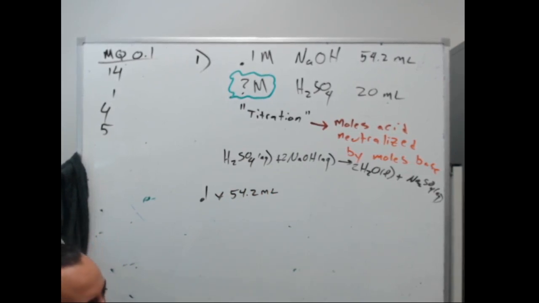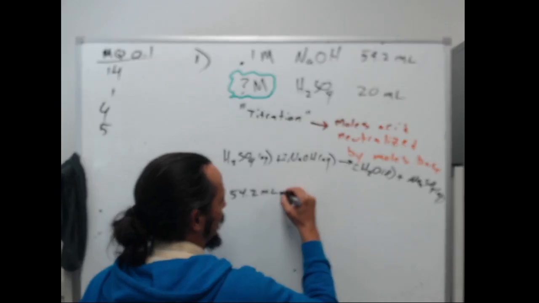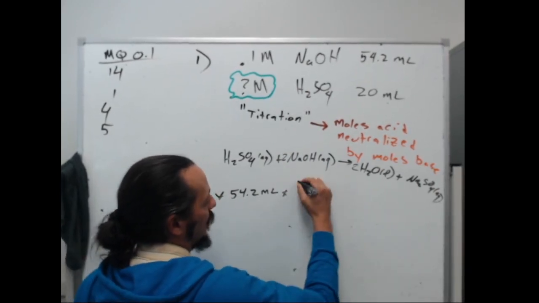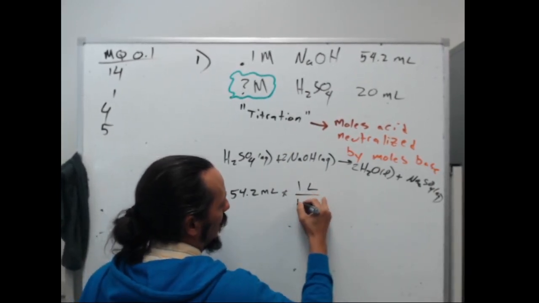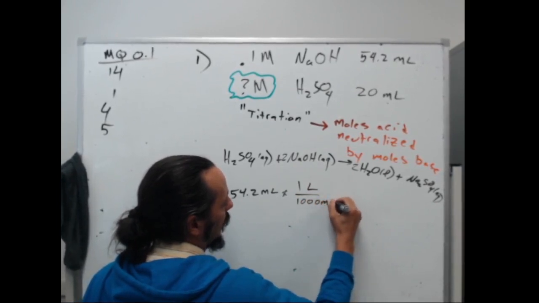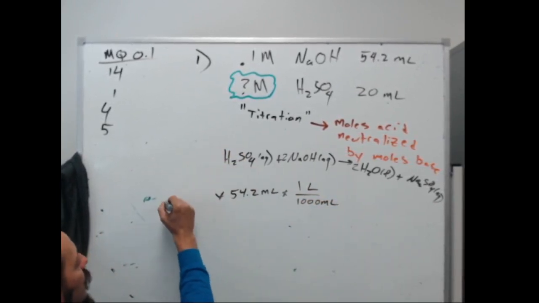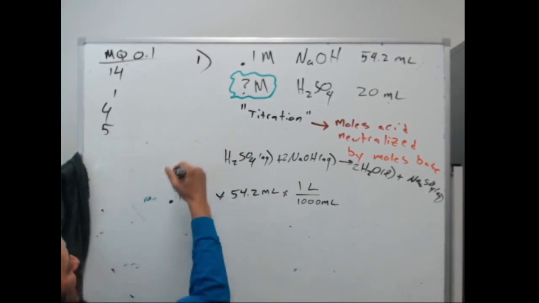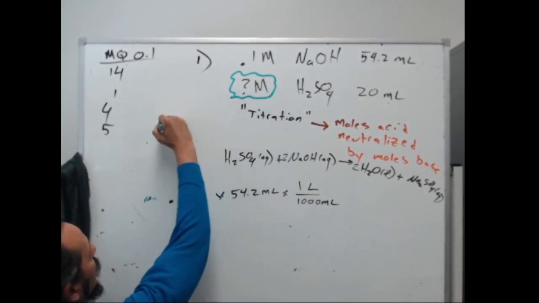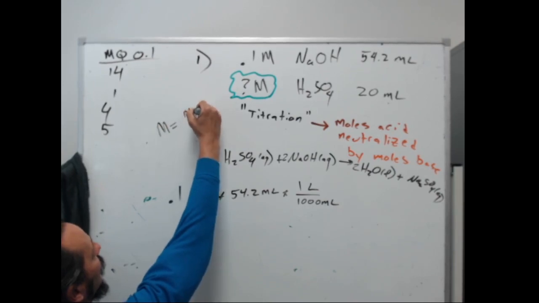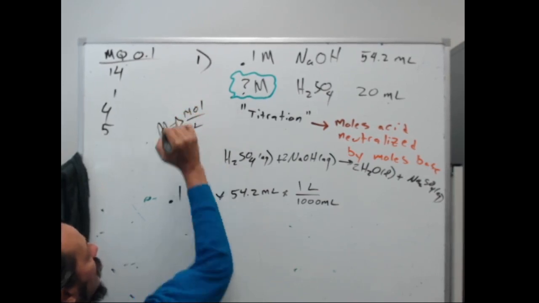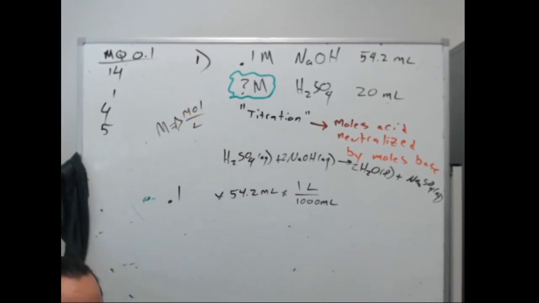No, I'm not going to do millimoles to you yet. Times 1 liter, 1,000 milliliters. An important other thing to remember, I didn't do my units over here. Capital M, molarity, can also be written as moles per liter.